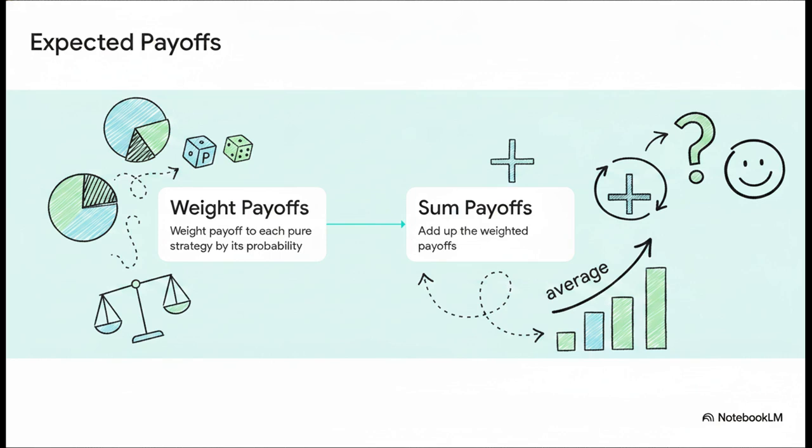Now, since mixed strategies introduce all this uncertainty, how do we figure out our expected payoff? It's actually just a two-step process, straight from the text. First, you take the payoff for each pure strategy and weight it by the probability that it gets played. Second, you just add up those weighted payoffs. Boom! It's a super straightforward mathematical way to find your average expected outcome when choices are randomized.